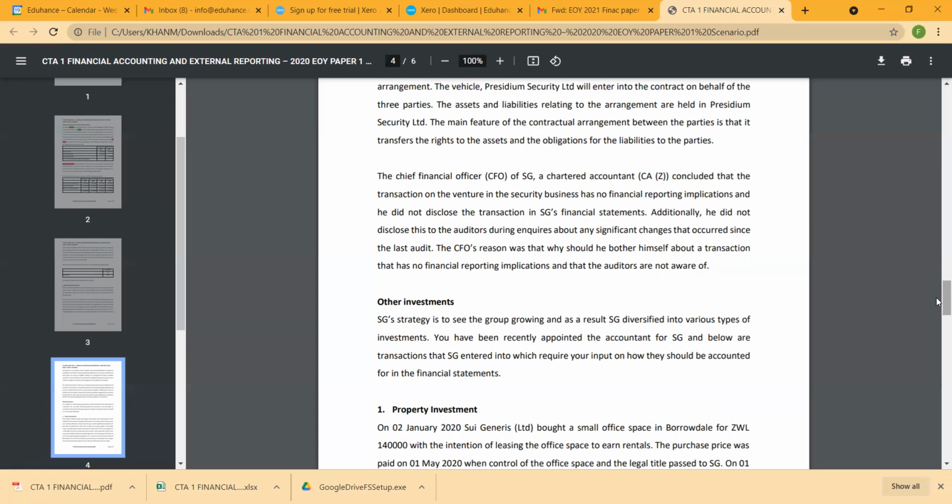It is firstly a major transaction, so they must be aware of it. And secondly, that does have financial implications. Whether it is a joint venture or a joint operation, there will be implications. I presume they're probably going to ask you to discuss what type of arrangement it is. So you're probably going to have to conclude that it is a joint arrangement. Once you conclude that, then you'll have to discuss whether it is a joint operation or a joint venture. And then once you know which, you will have to discuss how to treat each one. But ultimately, it does have financial implications for SG.